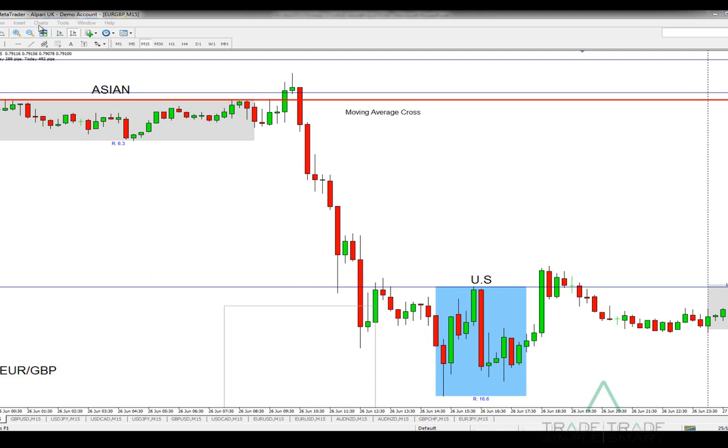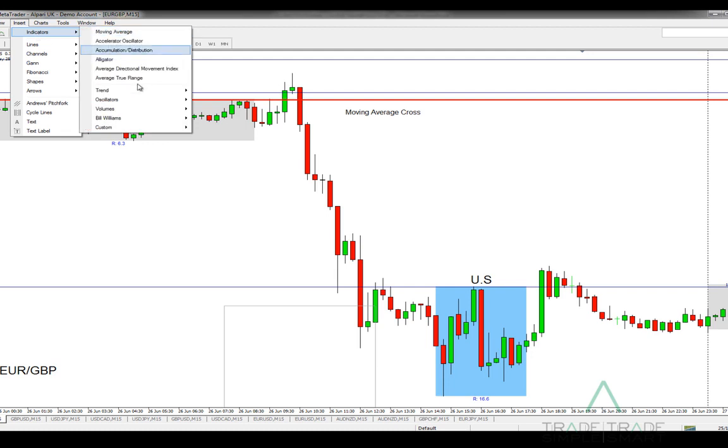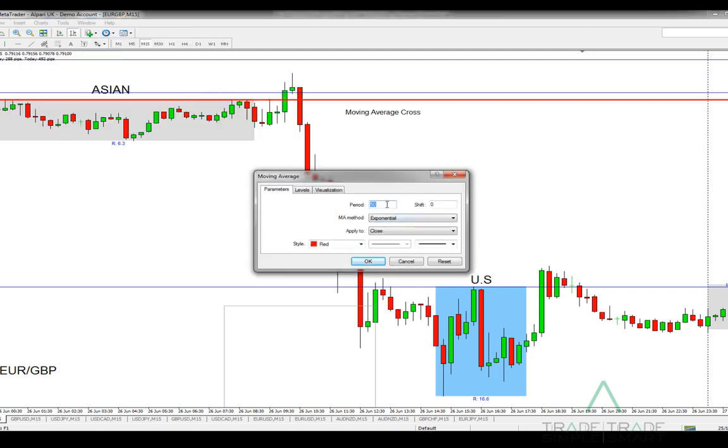So in terms of adding the indicators to the chart, we're simply going to go to our moving averages, and we first want the 5 moving average, and I'm going to make that purple.